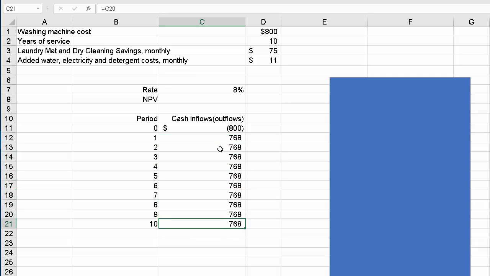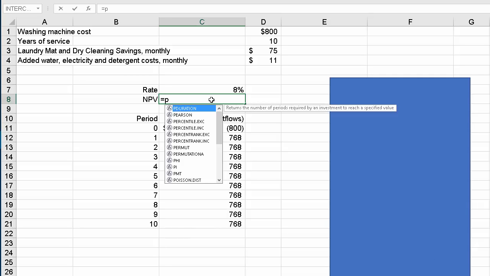We're not using any assumptions about how the cost of water, electricity, and detergent will rise. We're just going to assume it's constant for simplistic purposes. So let's calculate net present value, and Excel makes that easy for us. It has an NPV formula.